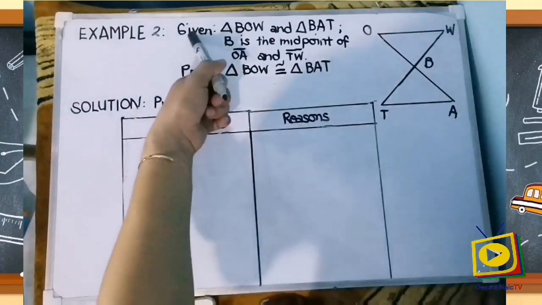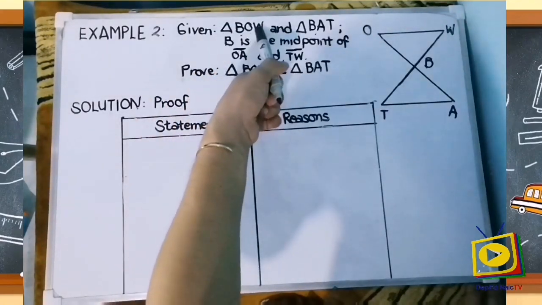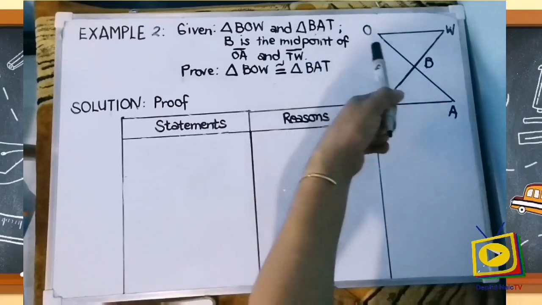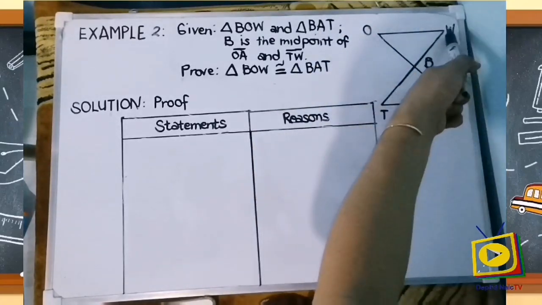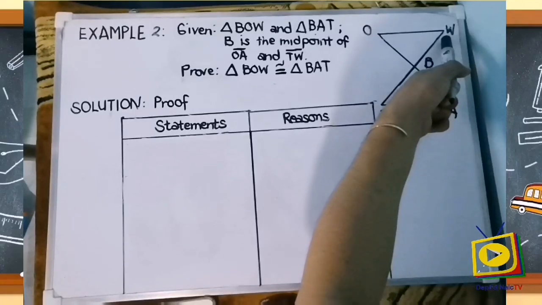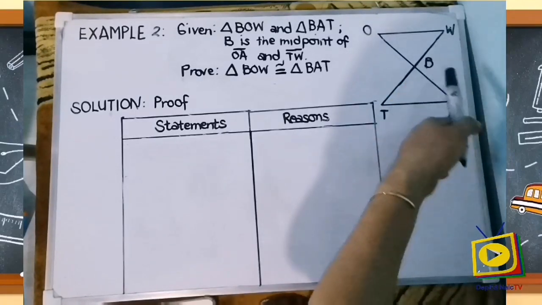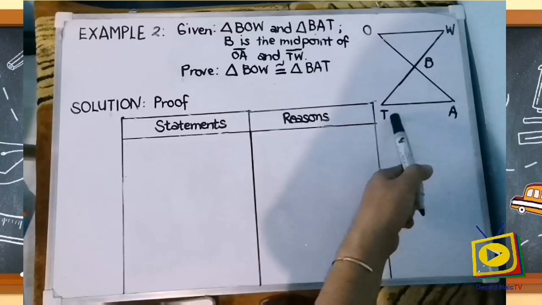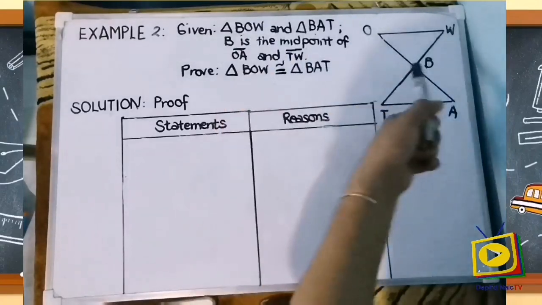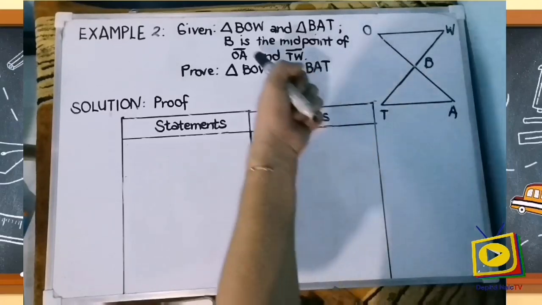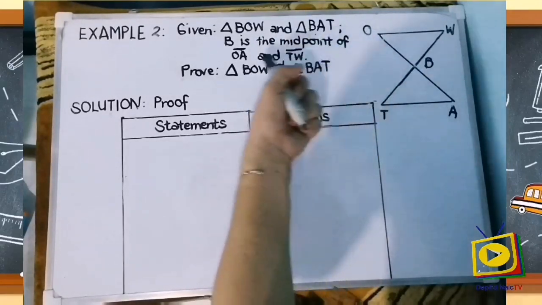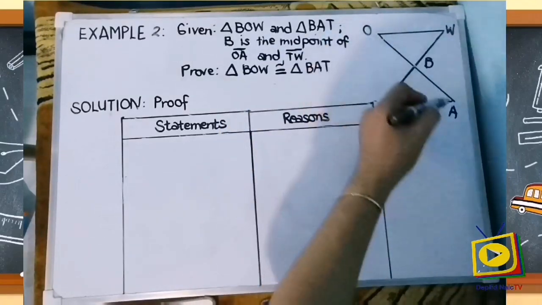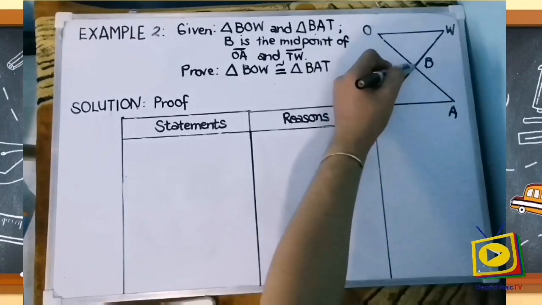Example 2. We have here our given triangle BOW and triangle BAT. Let us refer to the given illustration here. This is triangle BOW that we need to prove is congruent with triangle BAT. The other given is that point B is the midpoint of segment OA and segment TW.